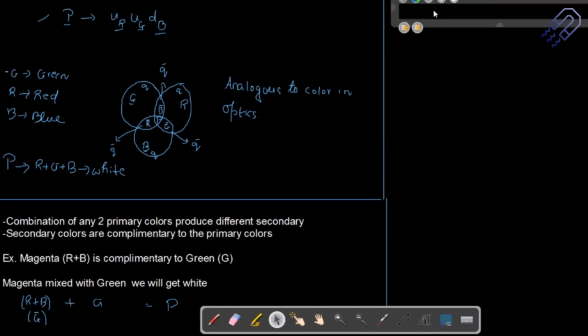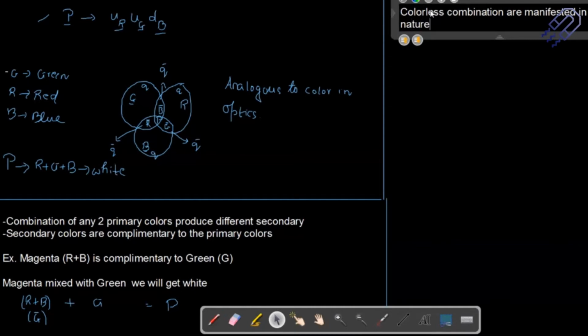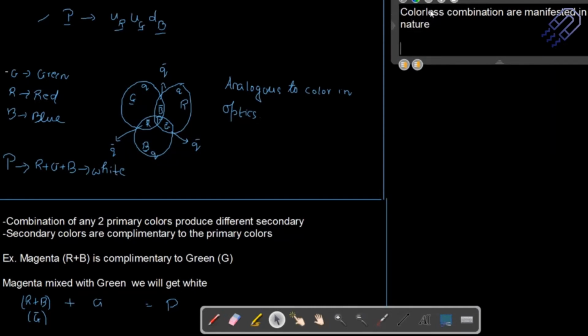So some more points here. For your exam purpose, please remember that there will be descriptive questions, and you have to remember these points to incorporate them in your descriptive answers. Colorless combinations are manifested in nature. This is quite obvious, right? Something becomes more stable. And colorless doesn't mean we are talking about color in general. That's why we call them so-called colors. These quantum numbers are so-called color.